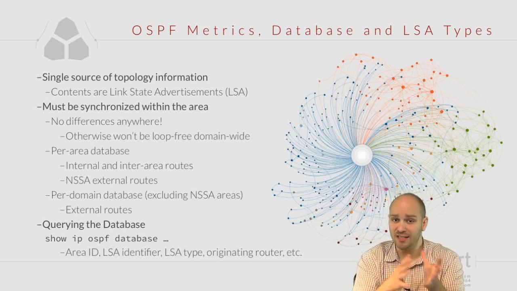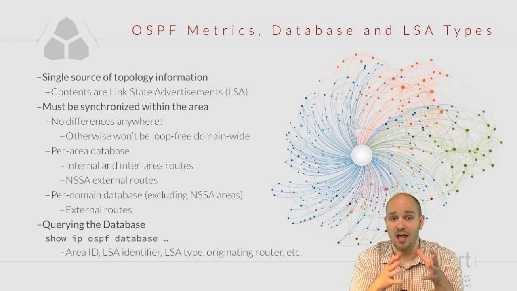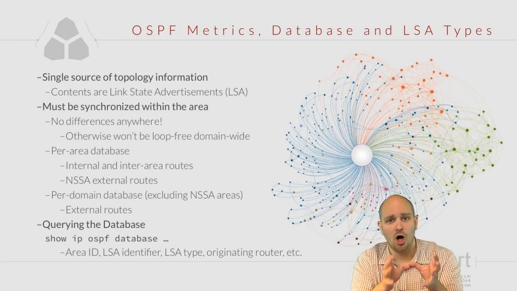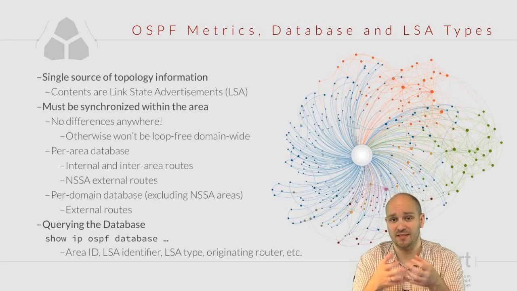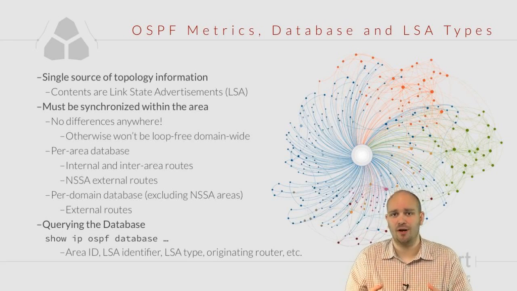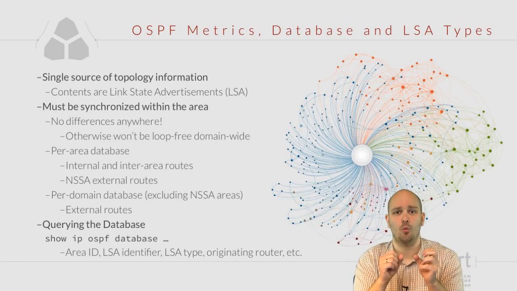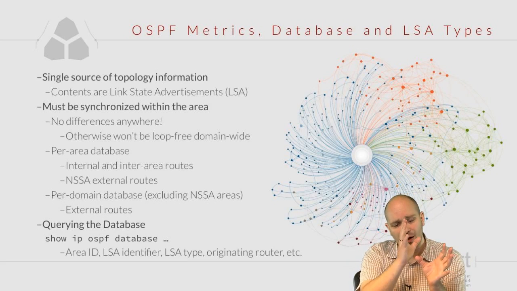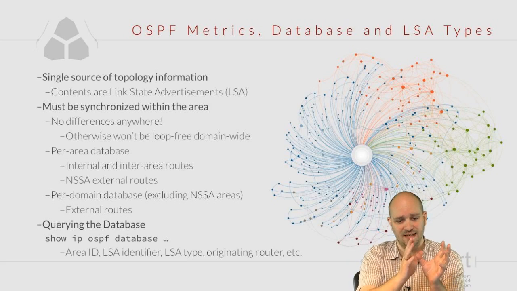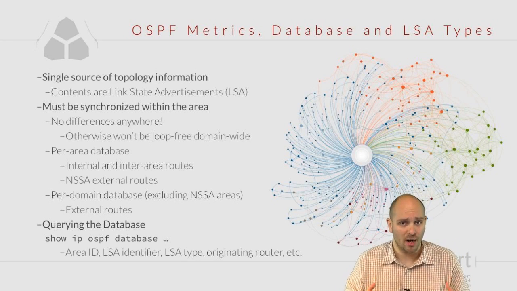And the routers that are sitting between these areas, the area border routers, are going to have multiple databases as well. So let's say that we had the router R1 that sits between area 0 on one side and area 1 on the other side. Router R1 will have the database in area 0 and will have the database in area 1.